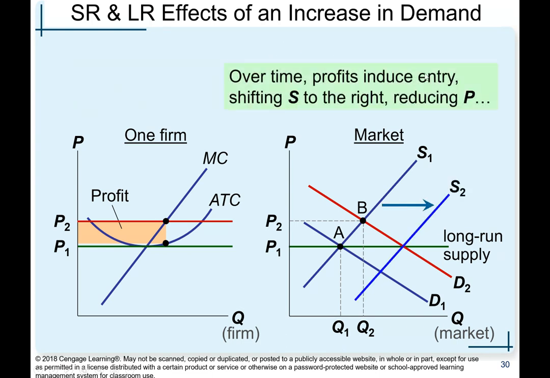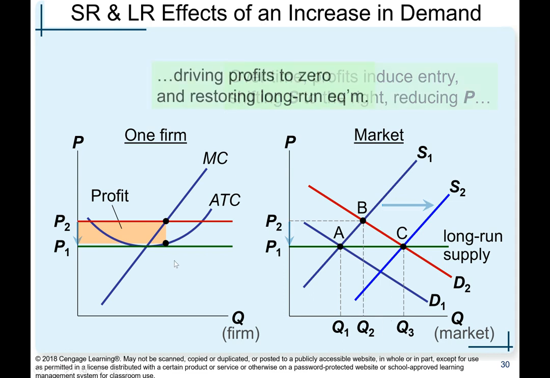Over time, profit induces entry, shifting supply to the right. Remember there is free entry and exit. And when other farms see profits being made, there's going to be entry. And when there is entry, supply shifts to the right from S1 to S2. So supply shifts to the right, and that reduces price. Price goes from P2 to P1, and we revert back to long run equilibrium at point C. So this drives the profit to zero and restores long run equilibrium.